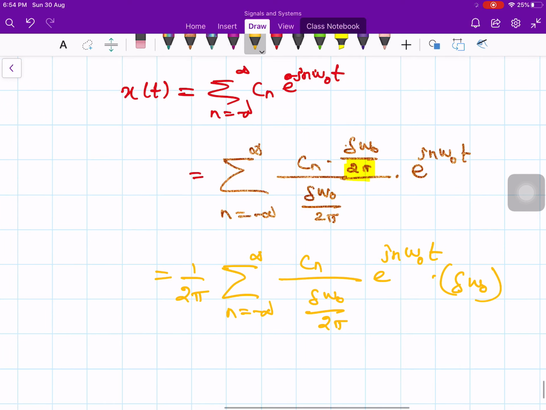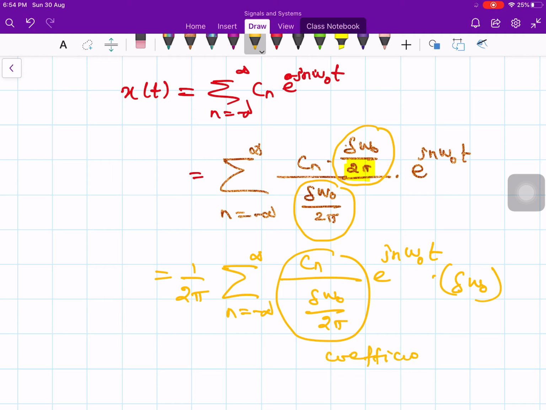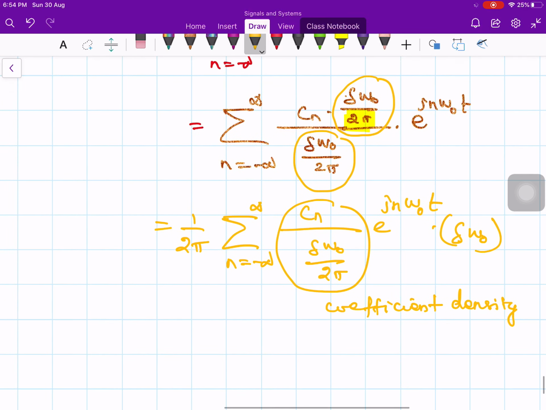Since I have divided by delta omega naught by 2 pi, I have to multiply by delta omega naught by 2 pi. So that would be the form of the Fourier series. Now, this is called a coefficient density, the Fourier series coefficient density. I am doing all these manipulations to bring it to the form of a coefficient density.